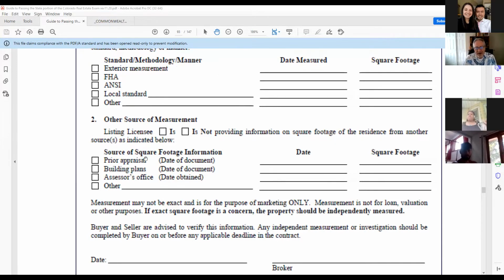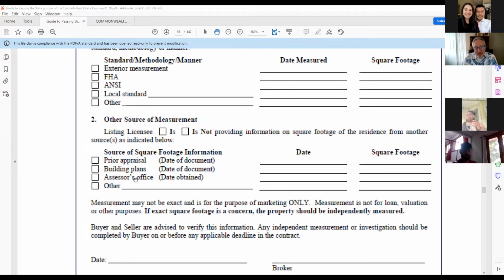A prior appraisal, you can find sometimes, with the date of that appraisal and result. You can use building plans. I've even gone into builders' offices and said, hey, there's a model we're doing a sale on, and you've got the building plans. Can I get a copy of that, please? And I've gotten those. Some of them are online. Some of them are filed with the building department that you can find. So that's a good source sometimes.